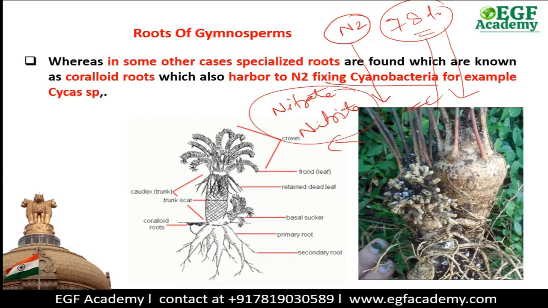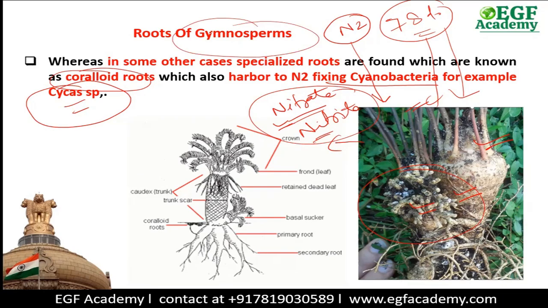So these nitrogen fixing cyanobacteria, which are found in the plant roots, make nitrogen available to these plants in the bioavailable form. It means the bacteria provide the nitrogen in the form which is absorbed by the plants. So these roots in which these cyanobacteria reside are called coralloid roots. These types of roots are especially found in cycas plants. This cycas species is also a gymnosperm plant.